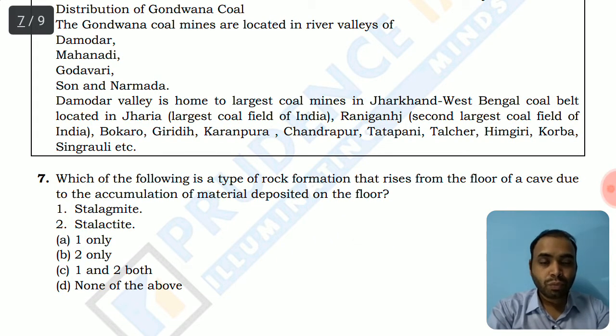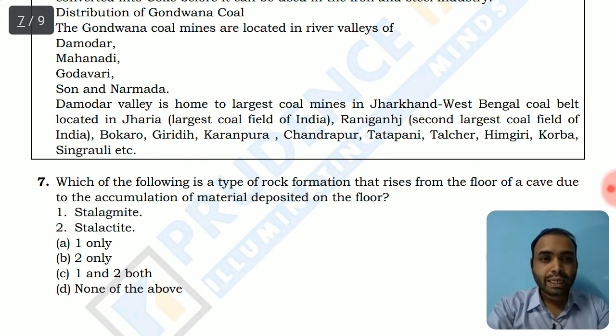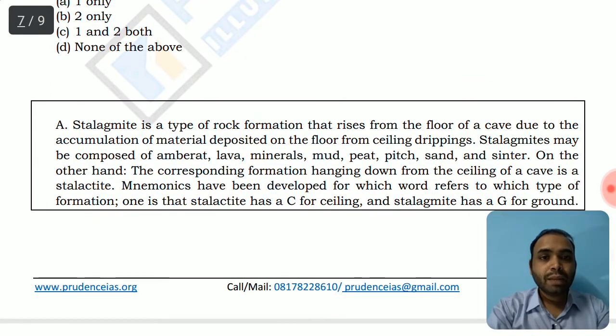G is for ground. Whatever rock formation comes from accumulation on the ground of the cave is the stalagmite. In this vocabulary, G denotes the ground, while C denotes the ceiling. So stalactite is for the rock deposit formations in the cave on the ceiling, not the floor. So the option would be one only, stalagmite. Stalagmite is a type of rock formation that rises from the floor of the cave due to the accumulation of material deposit on the floor from the ceiling droppings.